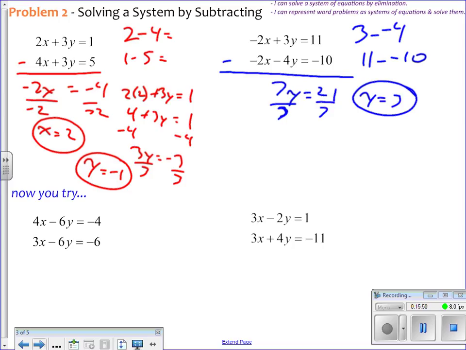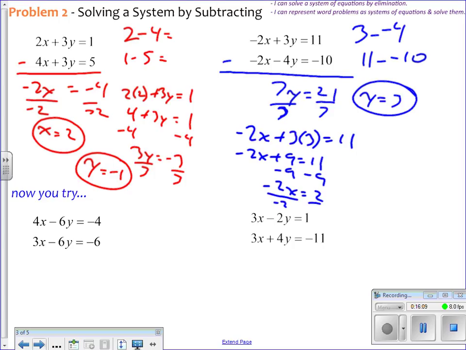Okay. Now I have to plug in the y into either equation to solve for x. Negative 2x plus 3 times 3 equals 11. Negative 2x plus 9 equals 11. Subtract 9. Negative 2x equals 2. Divide by negative 2. And I get x equals negative 1. Watch your negatives and positives. They're easy to screw up. Okay? Your turn. Do these two.